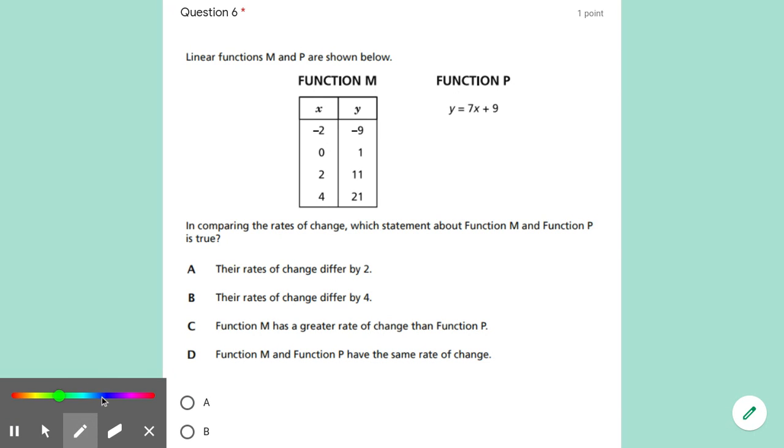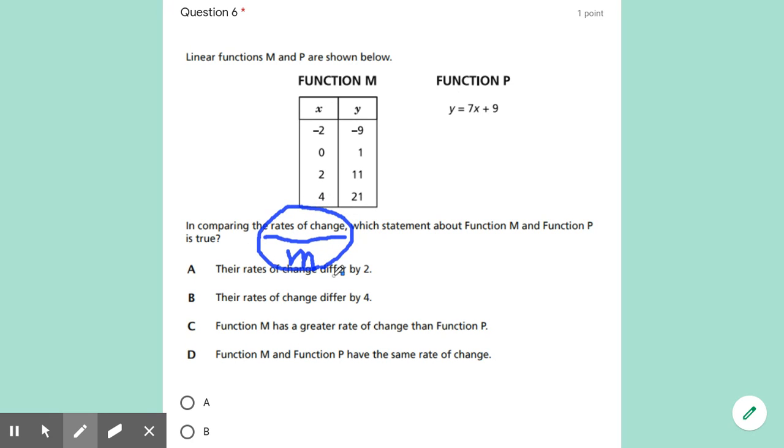Remember, the rates of change means that we're going to be looking for the slope. So what you want to do now is find your slopes. So for hint 1, let's see if you find what your slopes are, meaning finding the rate of change or the slope.